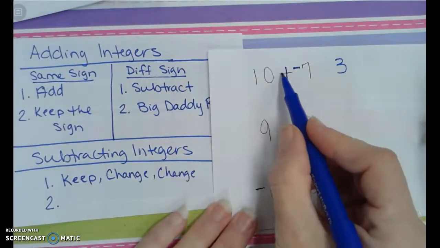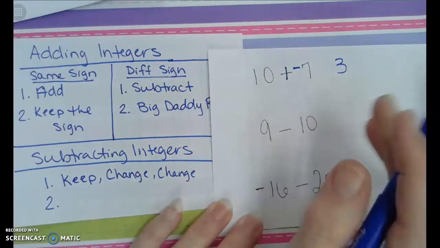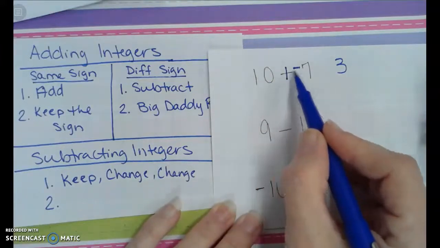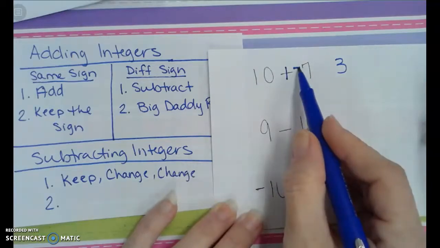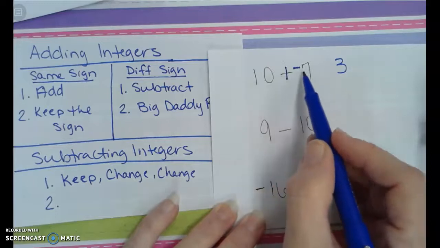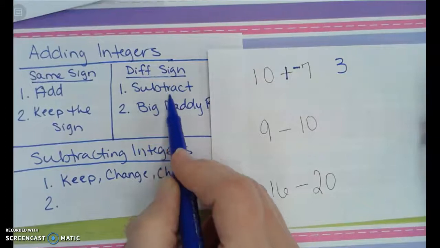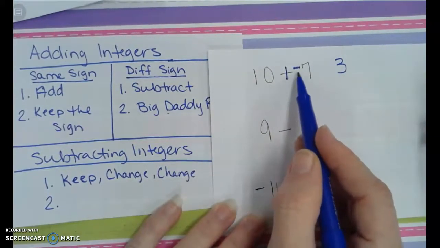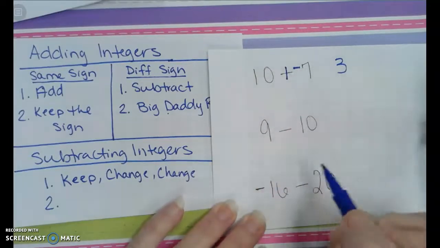We're going to change that subtraction to an addition. Now, if it's already addition, like yesterday, you leave it alone and you follow the rules. So you're going to keep, change, and then whatever the second number is, you're going to change it. So this was a positive, so we turn it into a negative. Keep, change, change. So now the signs are different. So different says subtract and Big Daddy rules. So 10 plus a negative 7 is a positive 3.